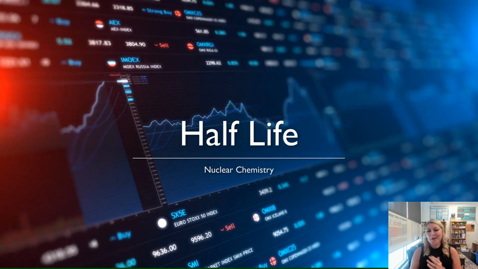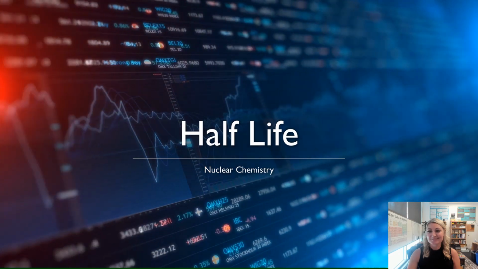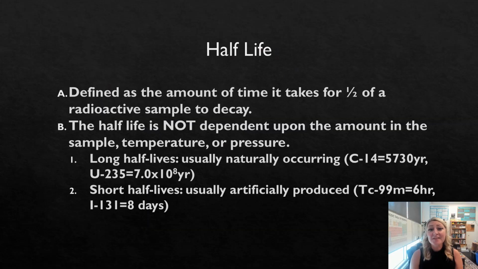All right, we're going to talk about what half-life is and how to calculate that. Half-life is defined as the amount of time it takes for half of a radioactive sample to decay. So think about taking a less stable radioisotope and decaying it to a more stable. The half-life is not dependent on the amount in the sample, the temperature, or the pressure.